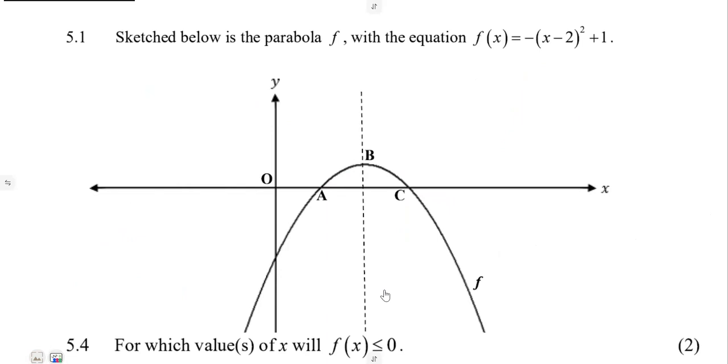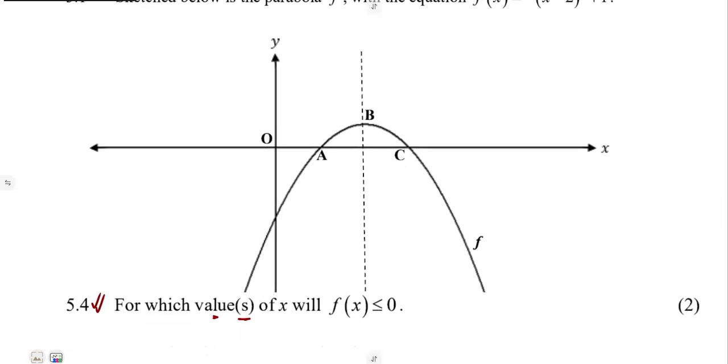So it was actually from June 2024, question 5 of the Free State Province. So I'm just going to take this part. It was sketched below. It was a parabola, and we had a lot of questions, but I just want to focus on Question 5.4, which was: for which value or values of x will f of x be less than or equal to 0?